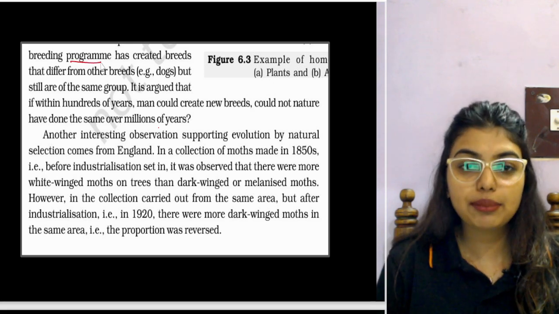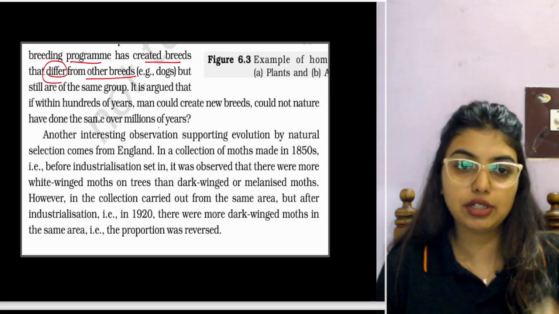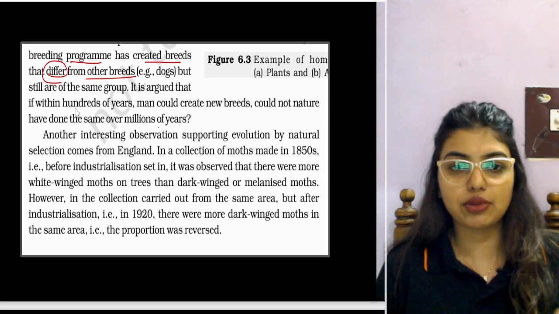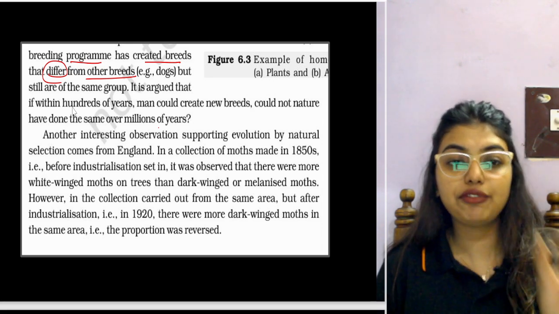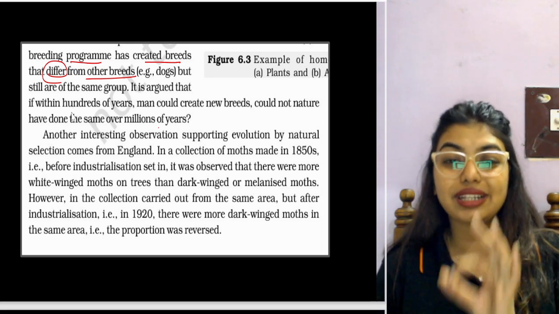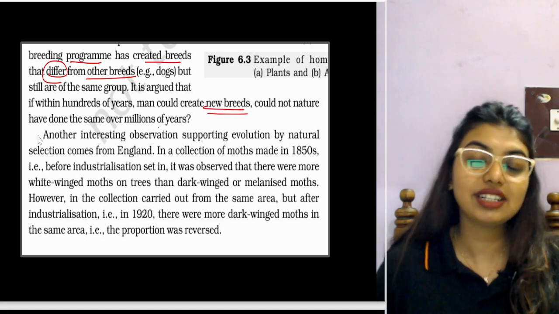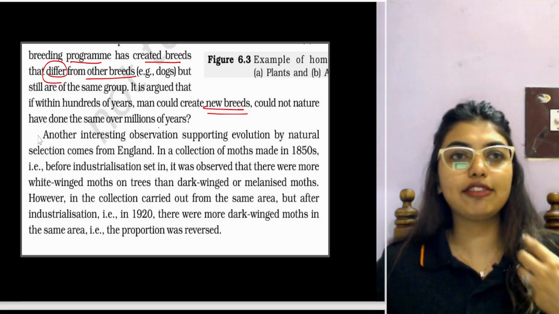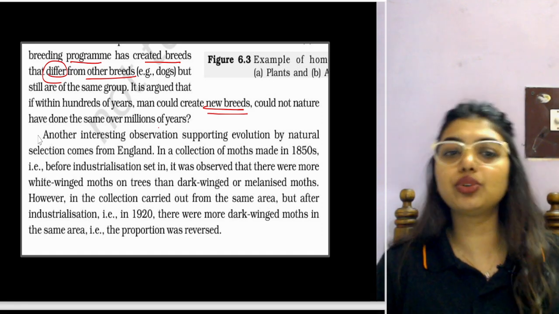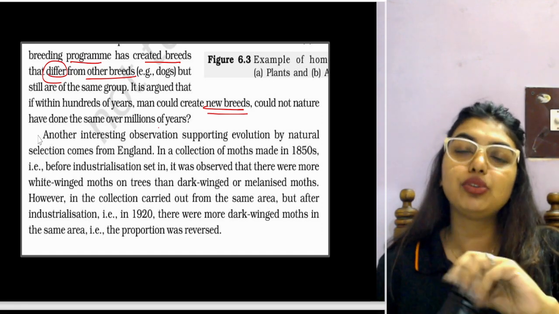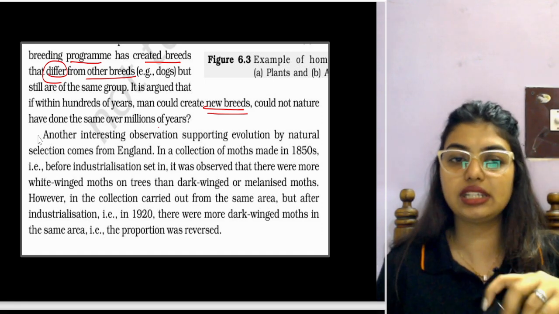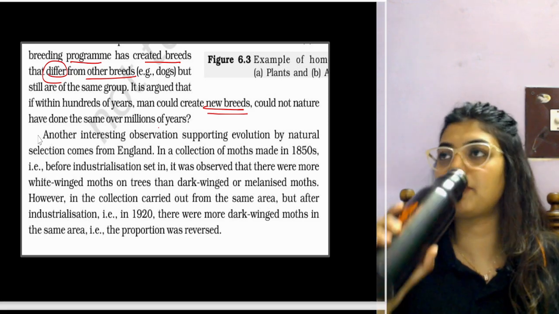So the breeding program has created breeds that differ from other breeds, for example dogs, but still are of the same group. It is argued that if within hundreds of years man could create new breeds, could not nature have done it? So understood the question, that if man could do it, why can't nature do it? Nature would have also been doing it for millions of years. That is the argument that they have put forward.